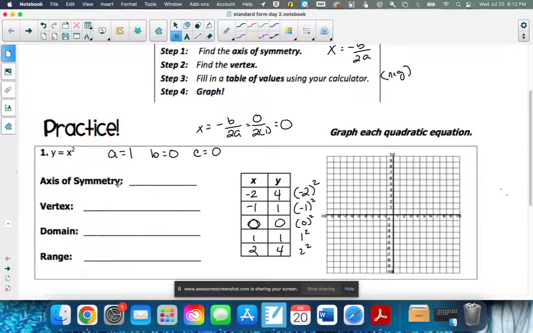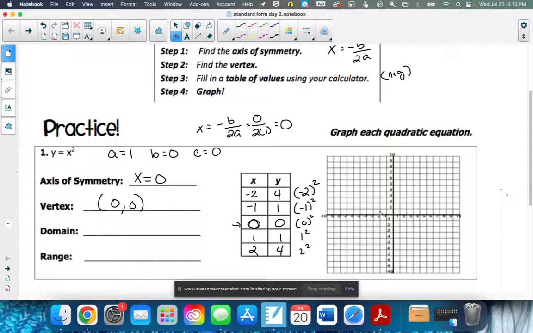Okay, so your axis of symmetry is the x value of your vertex, and we write it as x equals 0. That's why that formula is x equals negative b over 2a. You do x equals the number. The vertex was (0, 0). Let's go ahead and graph it, and then we'll talk about the domain and range.